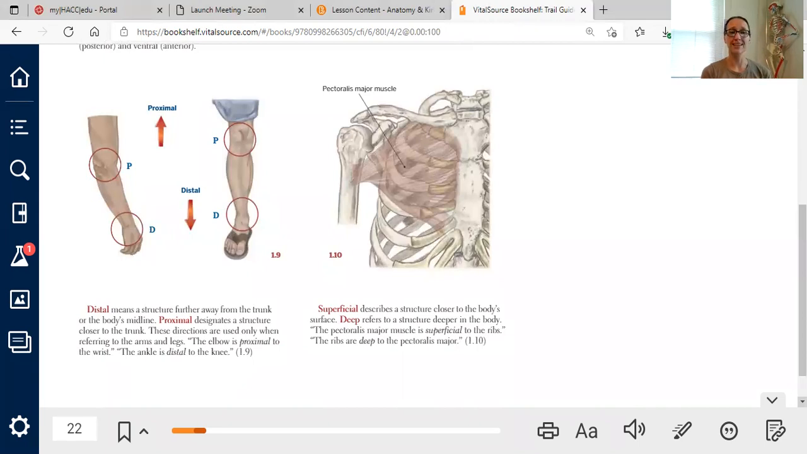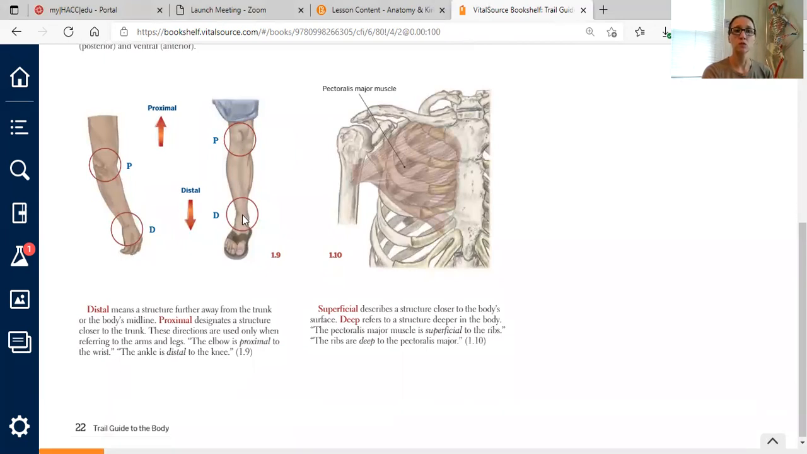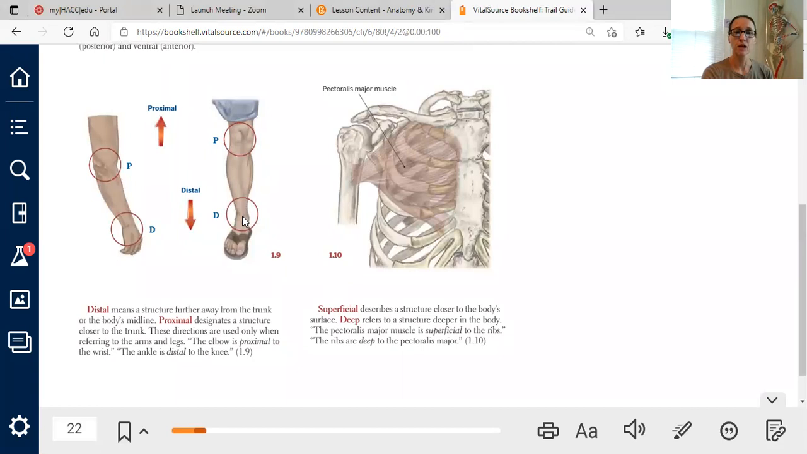Next, we have proximal and distal. And again, these are relative, so this is something to keep in mind. Proximal means closer to the trunk of the body. Distal means further away from the trunk of the body. We only use proximal and distal when we're talking about limbs, so the arms and the legs. So in this example, the knee is proximal to the ankle, and the ankle is distal to the knee.